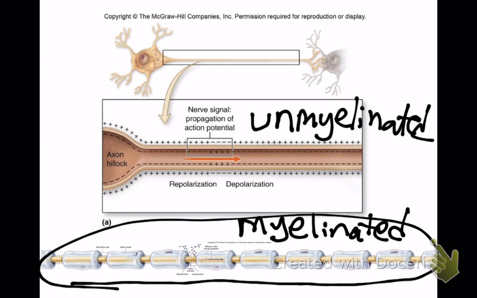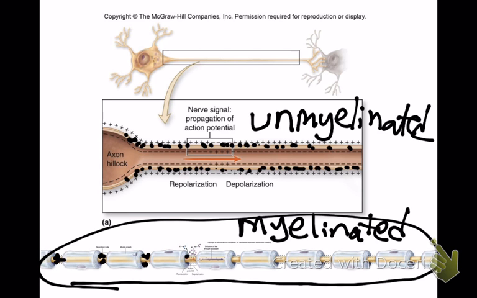If I look at the voltage gates for sodium and potassium, plus don't forget I need those sodium potassium pumps to put everything back, where I find them on my axon is anywhere that it's not covered with myelin. So how many gates do I need on an unmyelinated axon? They are going to be found all the way down the entire length. Okay? What about for my myelinated guy? Only at the bare spots.